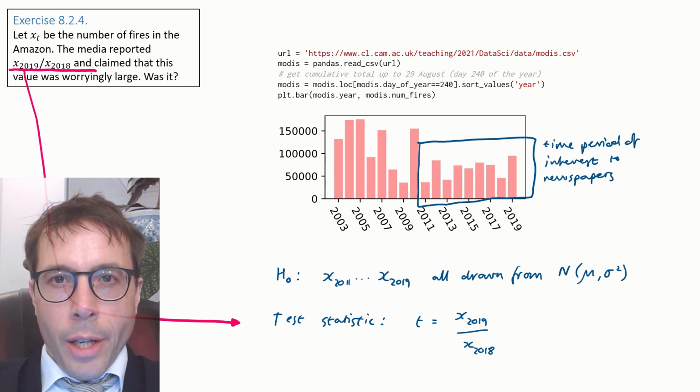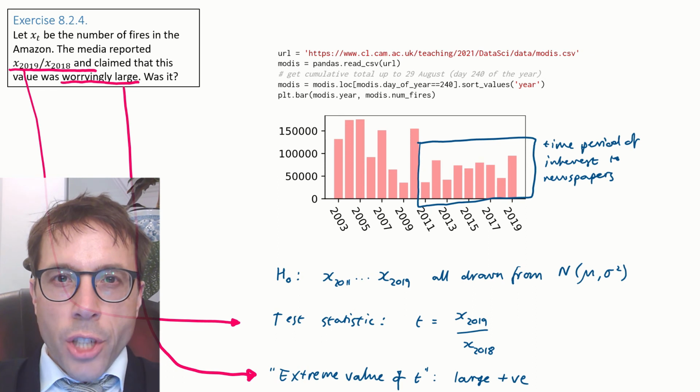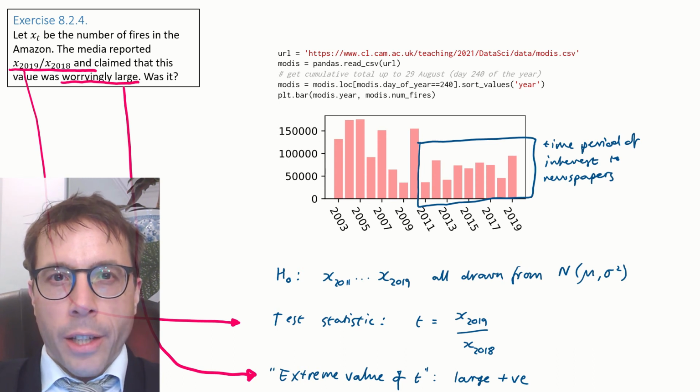We don't need that help here though, because the question tells us what test statistic to use. It tells us that the media reported the year-on-year increase from 2018 to 2019. So let's let that be our test statistic. The question tells us one more thing. It asks if the observed value of t was worryingly large. In other words, it's telling us what direction to look in to interpret what extreme value means. The question is between its lines telling us that a large positive value of t is grounds for rejecting the null hypothesis, for concluding that something has changed in 2019.